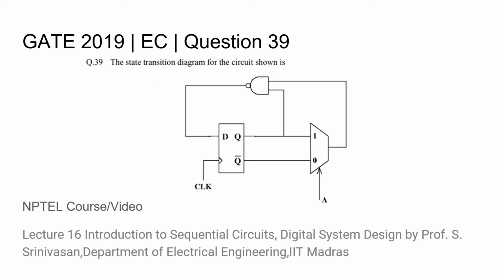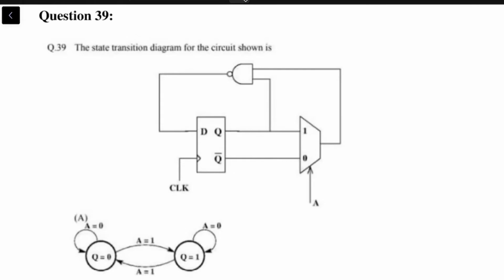Question 39 from the GATE 2019 EC paper, where we are asked to find the state transition diagram for the sequential circuit shown below. Underneath the question, you will find the title of the NPTEL course or video relevant to this topic. So in this question, we are given the following sequential circuit, and we are asked to find out what the representative state transition diagram is.